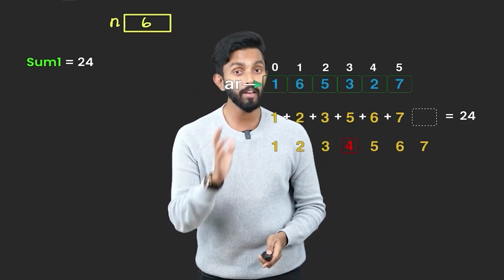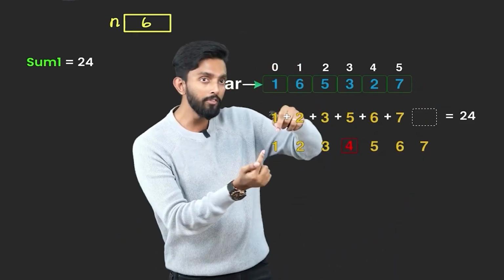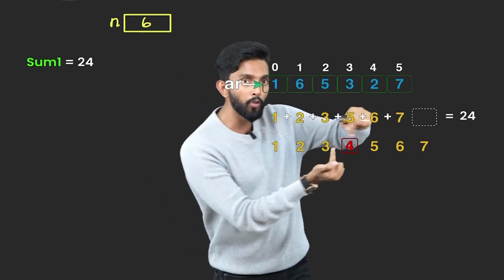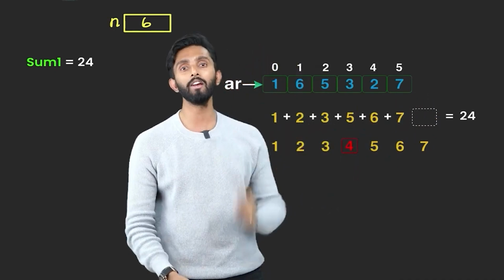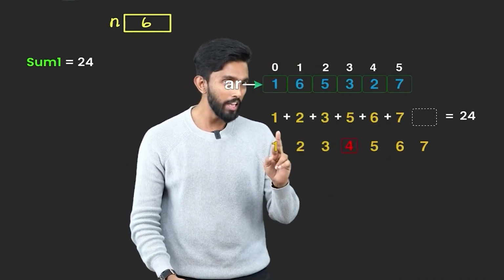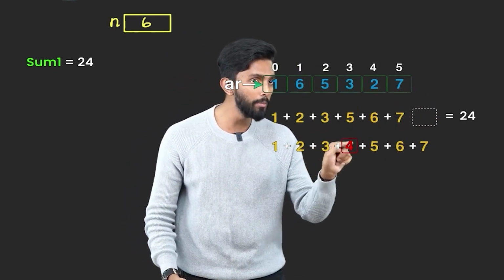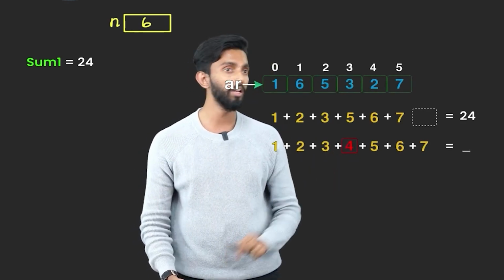Next, what will you do, sir? Next, what I will do is find the sum of all the numbers with the missing number. With the missing number I will solve. Now tell me, if I were to add all this with the missing number, what will be the output?